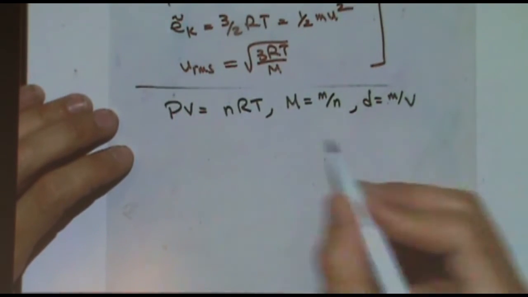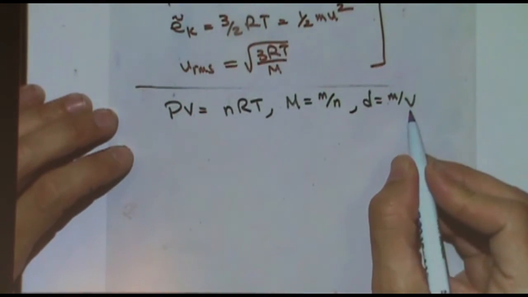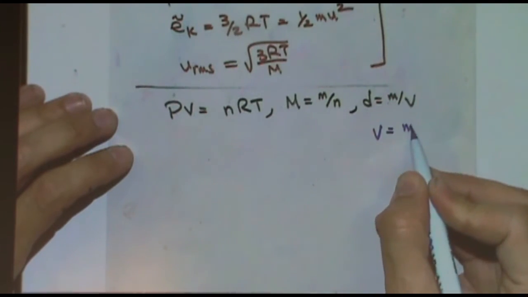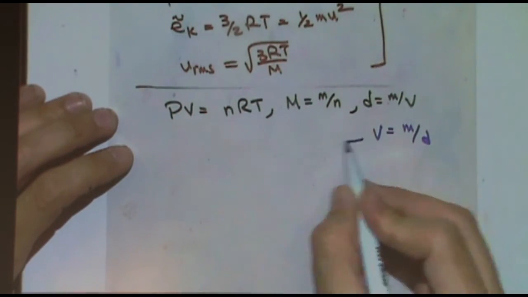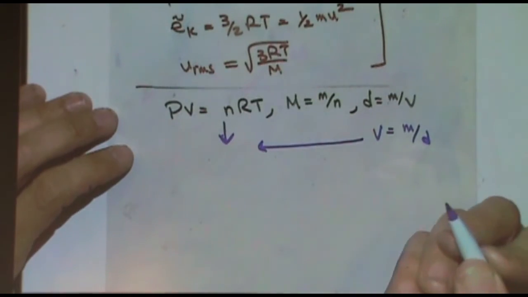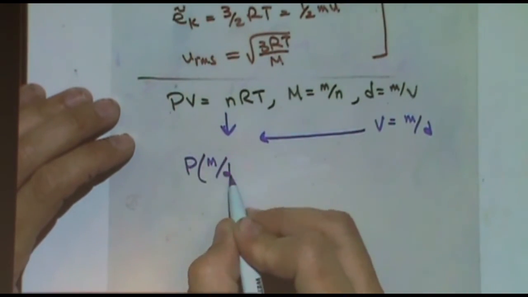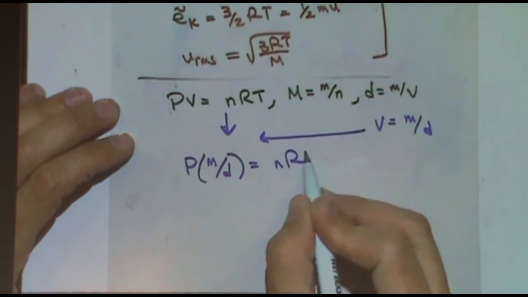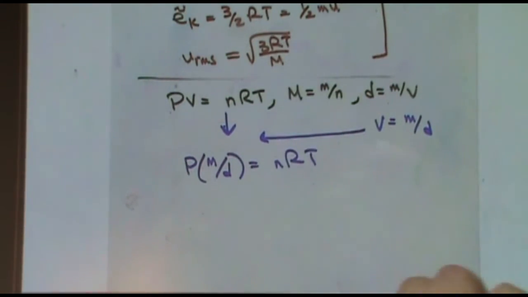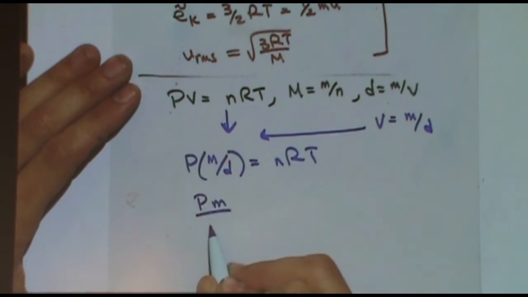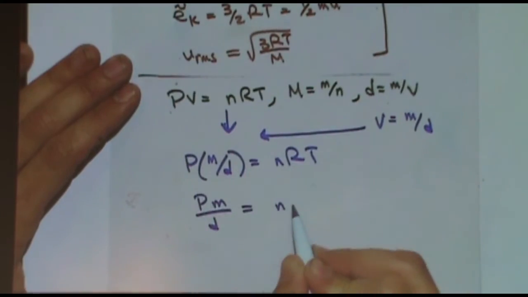For example, I see volume here and volume there, so if I solve for volume here, volume is mass over density. I can put this with this and go pressure times mass over density equals nRT. That's one way I can do a little substitution. I could also say, P over M is D, nRT.